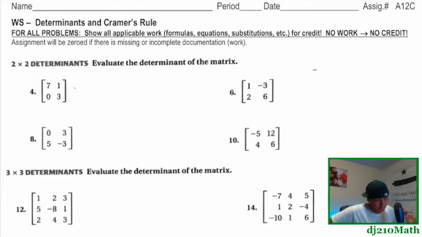All right, man, let's knock out some homework. So we're doing determinants and Cramer's rule. Let's evaluate the determinant of a matrix using, well, number 4. Technically number 1, but number 4.